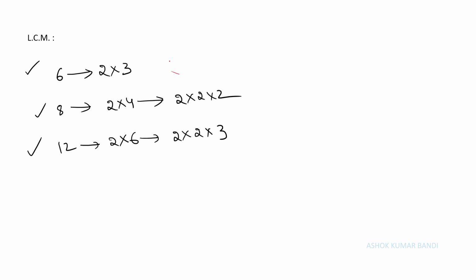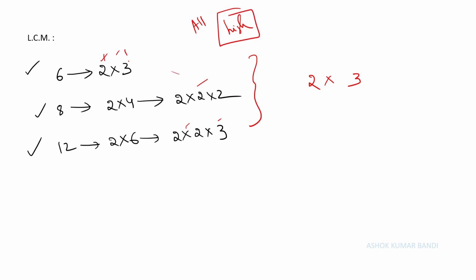Then, in the second step, try to identify what are the numbers you are seeing here. I am seeing 2 as well as 3. Now, try to identify the highest powers. Write every number you are seeing here. Then identify their highest powers. Like here 2 power 1, 3 power 1. But here 2 power 3. Here 2 square and 3 power 1.